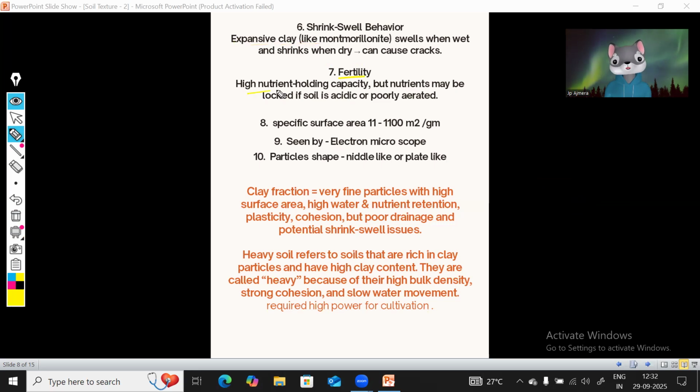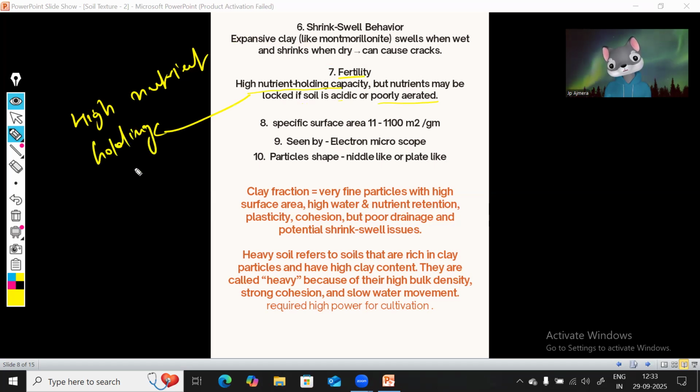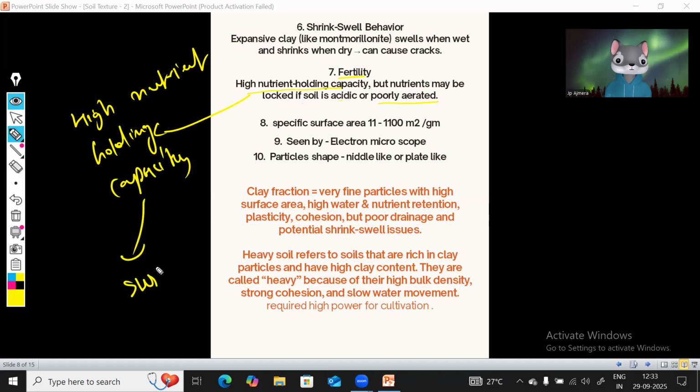It has high nutrient holding capacity, but nutrient lock-up related to acid soil. What is meant by high nutrient holding capacity? The reason is high surface area, because it provides a high surface area and a high exchange capacity to hold the nutrients for a longer time, right? But nutrients may be locked up in acid soil.